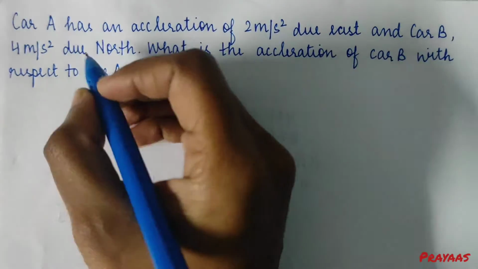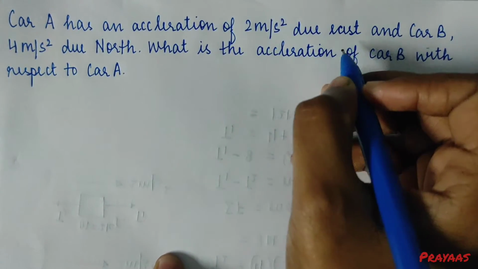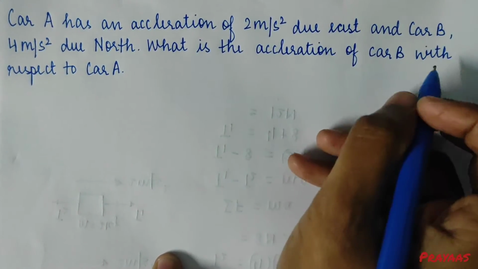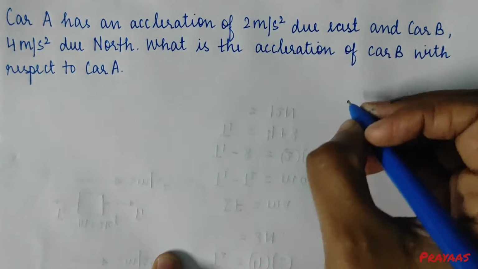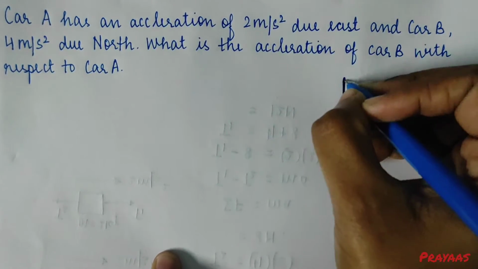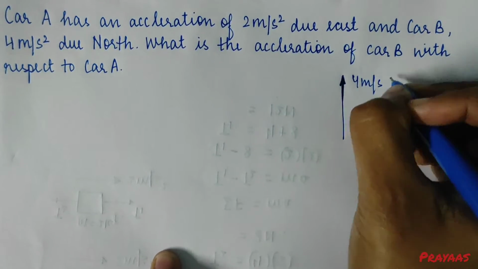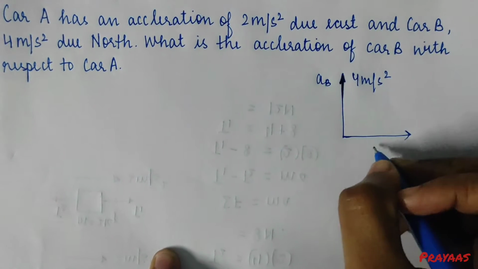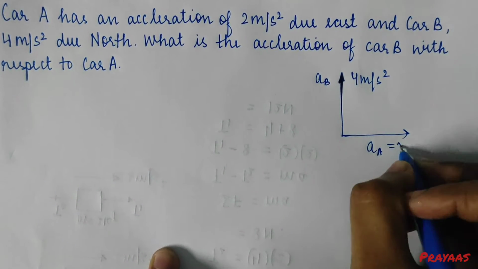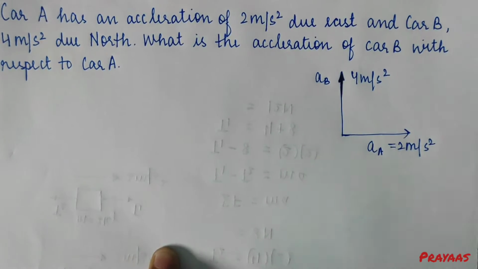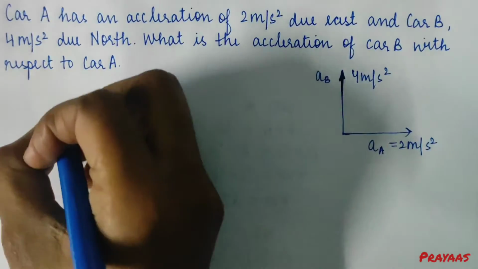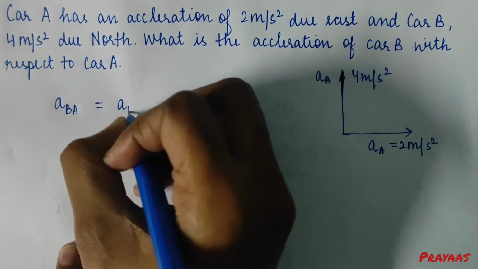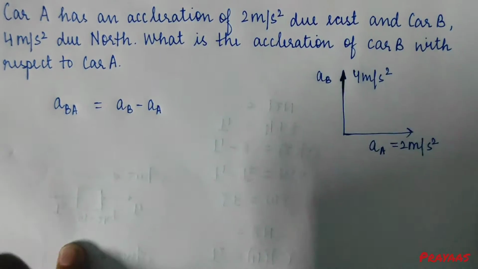Question. Car A has an acceleration of 2 meter per second square due east and car B 4 meter per second square due north. What is the acceleration of car B with respect to car A? So the acceleration of car B is 4 meter per second square due north and the acceleration of car A is 2 meter per second square due east. Now we have to find the acceleration of B with respect to A. That will be equal to acceleration of B minus acceleration of A.